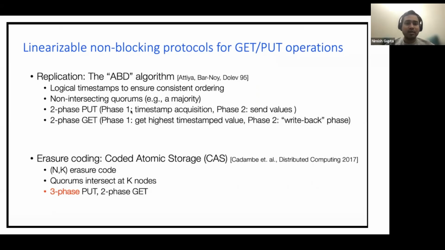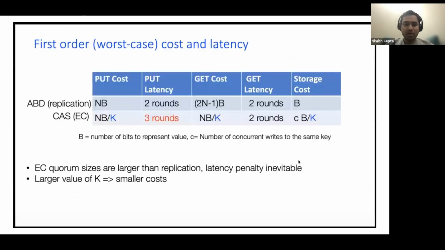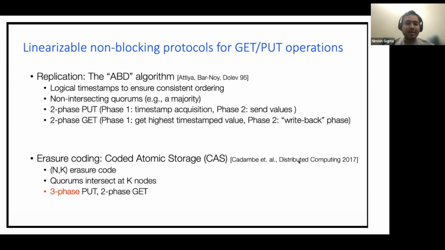Another algorithm that is compatible with erasure coding is Coded Atomic Storage, CAS, which is a known algorithm. It uses an (N, K) erasure code. We discussed (N, K) previously when we discussed erasure coding, and it requires a quorum of K nodes which have the K chunks to reconstruct the value, or to write it to K nodes, and it has a 3-phase put. So one difference between ABD and CAS is there is one extra round in the put, and it has a 2-phase get.